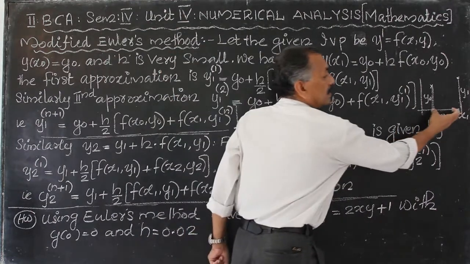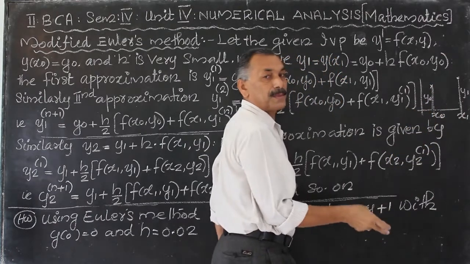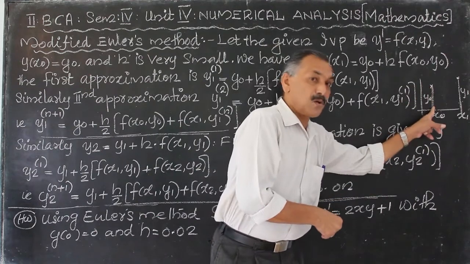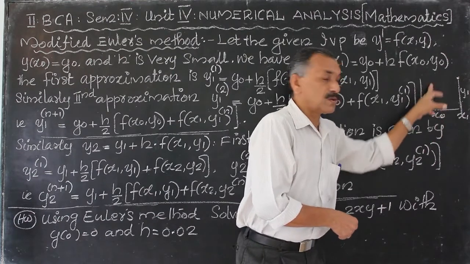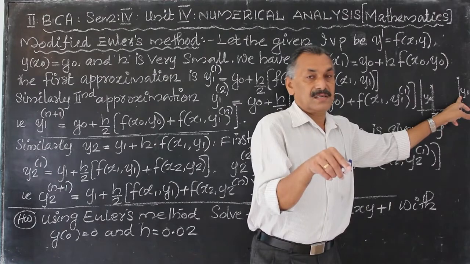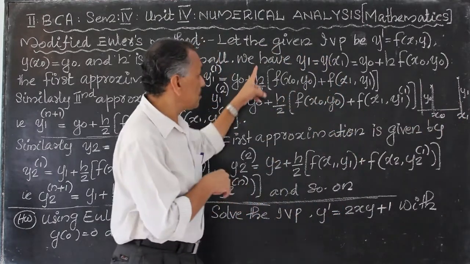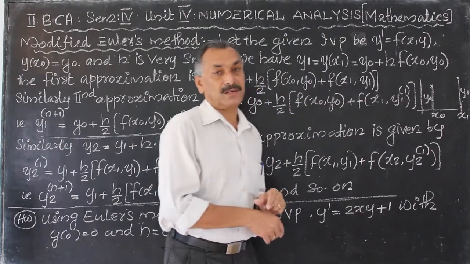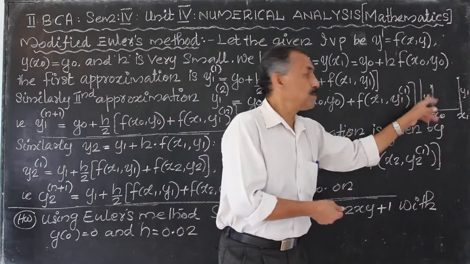In Euler's method the function value f of x0, y0 is used; replacing it in the modified case, y1 superscript 1 is given by y0 plus the function value f of x0, y0, plus f of x1, y1. That's the average: f of x0, y0 plus f of x1, y1 divided by 2. h by 2 into f of x0, y0 plus f of x1, y1. This is the trapezoid rule, trapezoid over the interval, h by 2 into y0 plus y1.